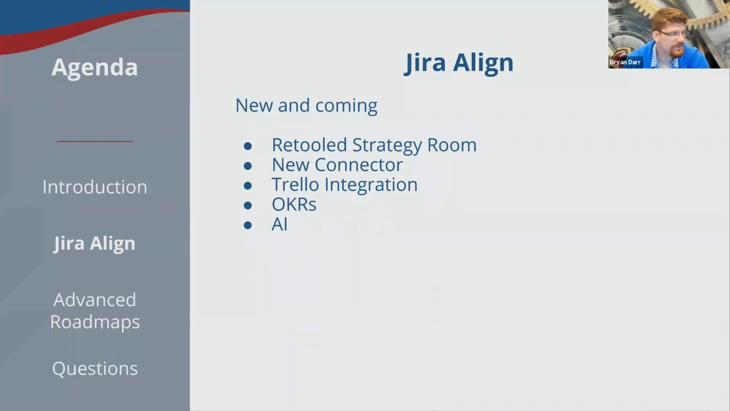Things that are coming in Jira Align, new and upcoming. They somewhat recently retooled the strategy room. They are working constantly to improve the connector to Jira. If any of you are Jira Align admins, the connector can be somewhat of a pain to work with, so they're working on improving that. There's a Trello integration as well, because lots of corporate business teams are also using Trello to do their roadmapping. And like I said before, OKRs. They're also rolling, as many companies are, AI into their products, I believe, to make navigation and functionality easier for the end user.